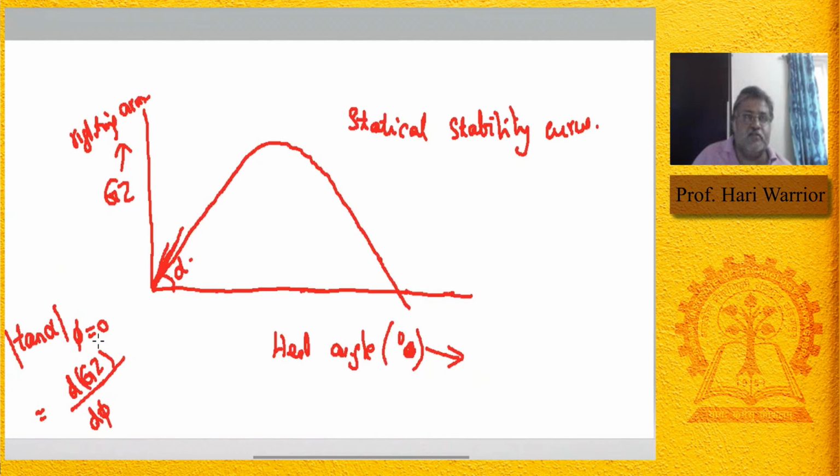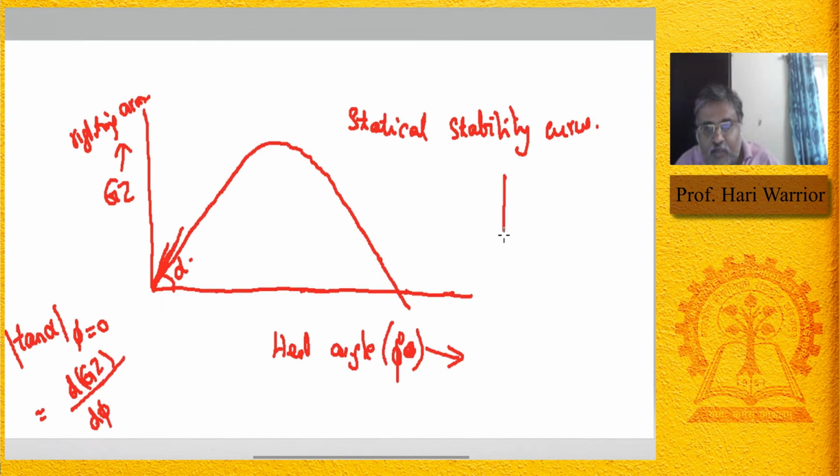Basically same thing, dy by dx is equal to tan theta. The slope of the curve is equal to tan theta. Slope of any curve is equal to tan theta at that point, and it is also equal to dy by dx. Here y is GZ, and x is phi. This is phi in degrees, not radians, 5 degrees. So dGZ by d phi. Now I shouldn't have removed this, but there was a simple thing.